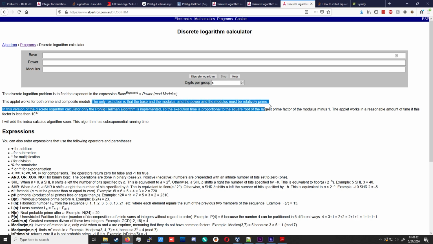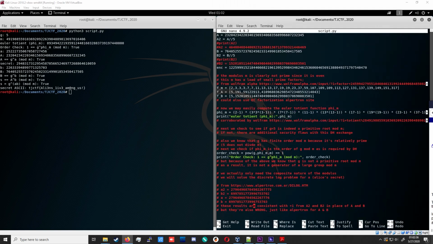There's a restriction that says the base and the modulus, and the power and the modulus, must be relatively prime. But our base is 5 and our modulus doesn't have 5 as a factor, so they're relatively prime. And our power, well, I went ahead and factored those too in the script, and we could see that they don't share any factors with our modulus. So we didn't violate either condition, but this calculator is getting us the wrong result.